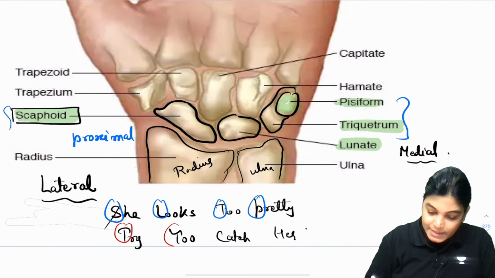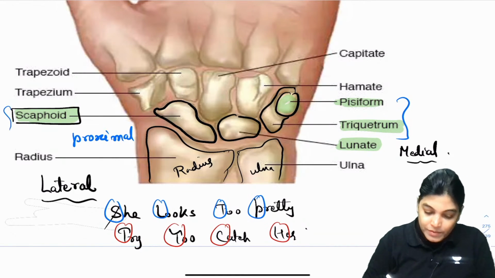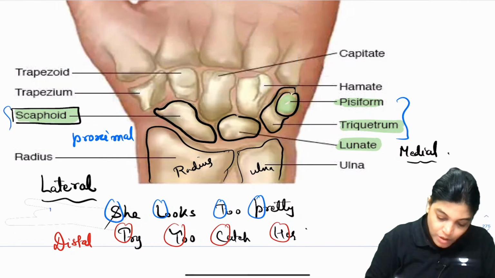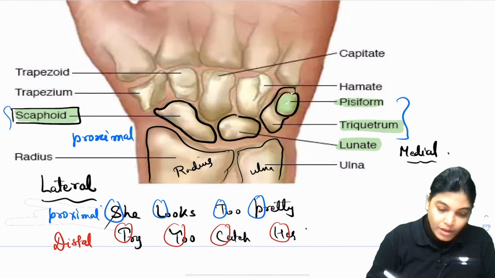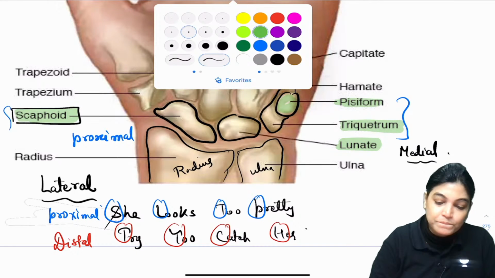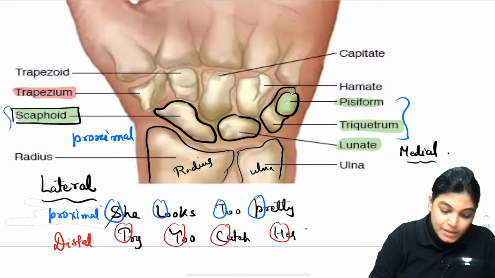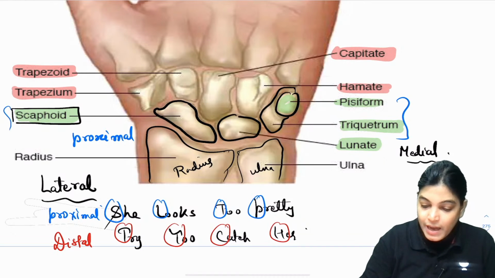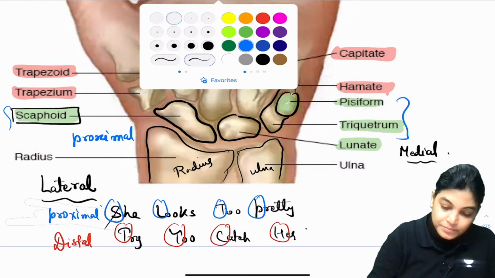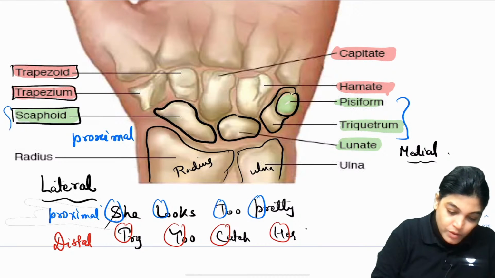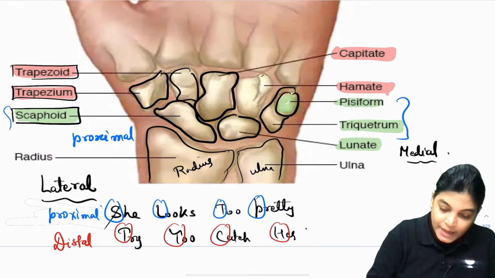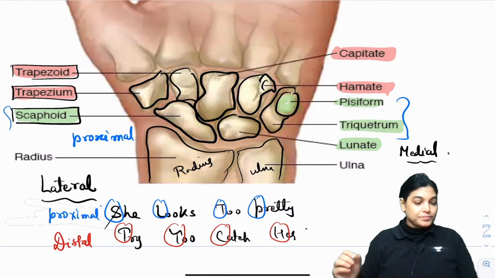Now, let us talk about the distal row: T, T, C and H. In the distal row we have T for trapezium, lateral most, then the trapezoid, then the capitate, the largest carpal bone, and the medial most is the hamate, with a hook.